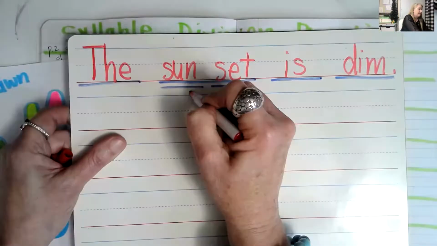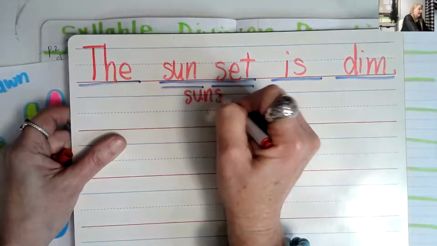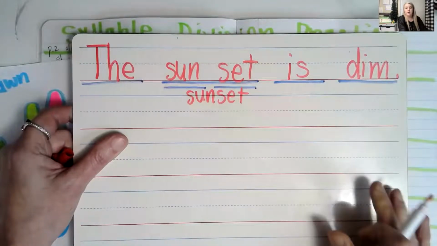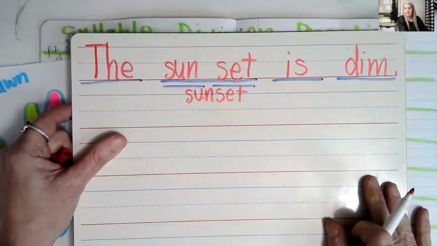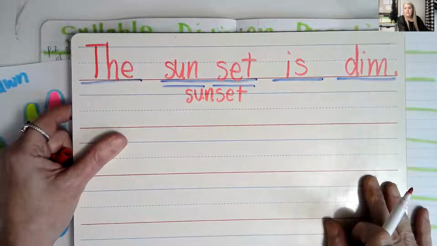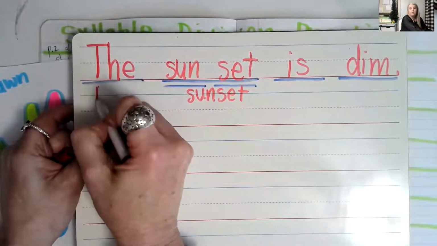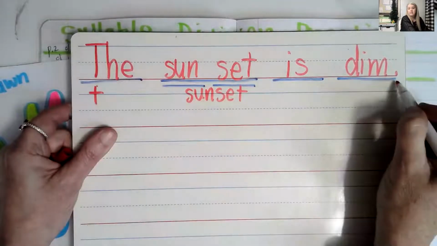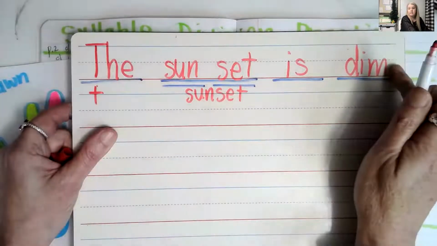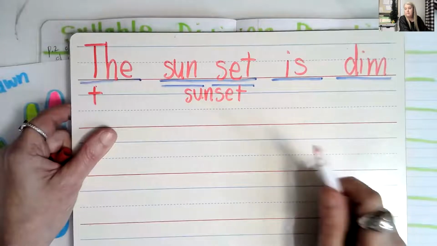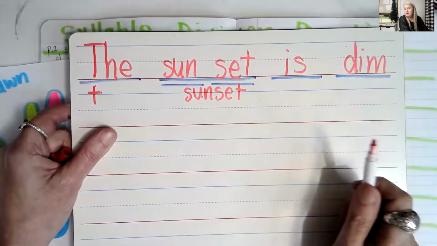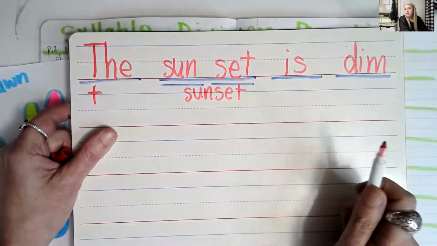And then you might have them rewrite sunset, so it looks like a whole word underneath. Sunset is dim. Now, let's say when they wrote it, maybe they didn't write with a capital letter. Maybe they wrote with a lowercase letter. Maybe they did not have that period. Maybe they spelled another word incorrectly.